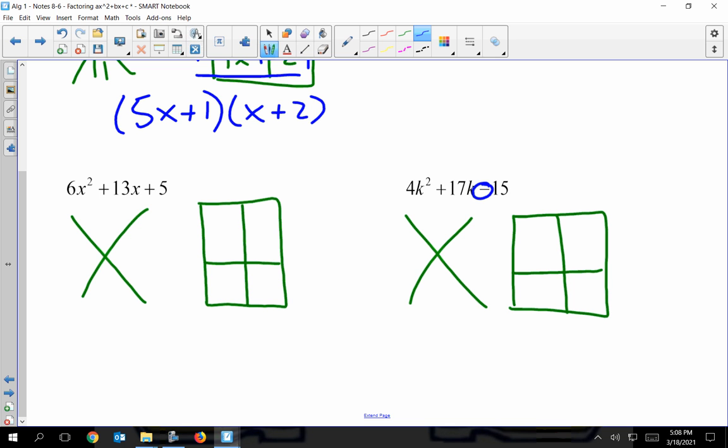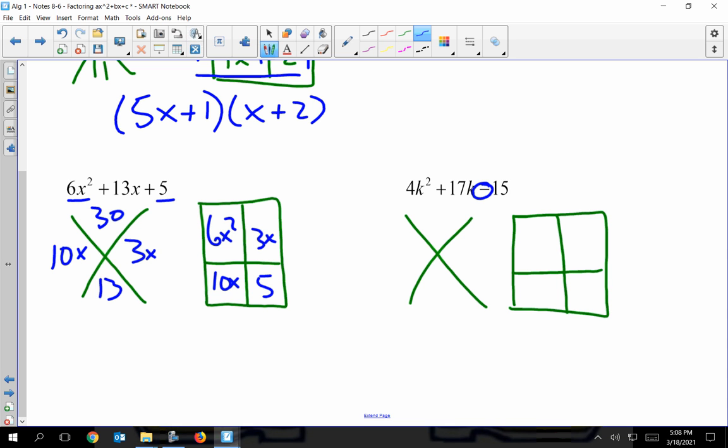All right, so 6 times 5 is 30. Middle term is 13. I believe 10 times 3 gives me 30, and 10 plus 3 gives me 13. I take the first term, put it in here. Take the last term here, put it down here. Take the 2 terms here, add the variable to it.